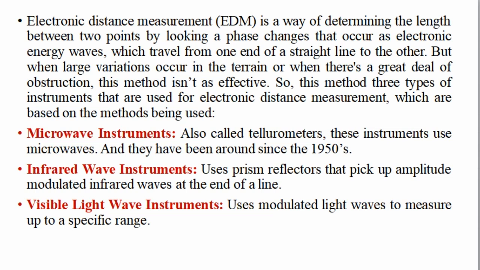Infrared wave instruments use a prism reflector that picks up amplitude modulated infrared waves at the end of the line. Visible light wavelength instruments use modulated light waves to measure up to a specific range.